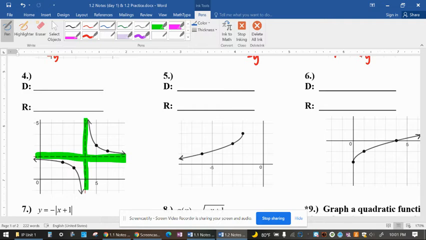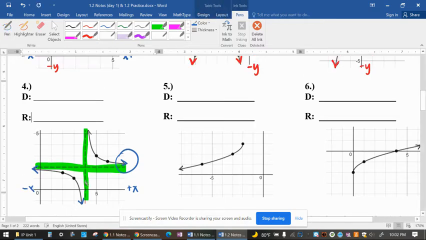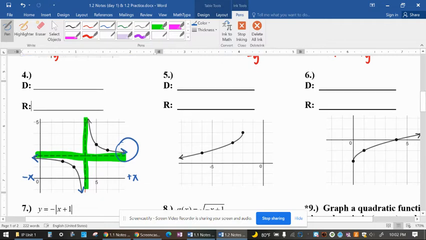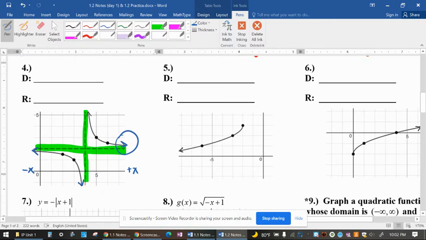Domain is how far left and right it goes, okay? Is there an arrow pointing to the left? Yes. Are there some arrows pointing forever to the right? Looks like it, right? This arrow over here looks like it's pointing forever to the right, and this arrow looks like it's pointing forever to the left. But they are from different curves. They're from the different pieces of the rational function.